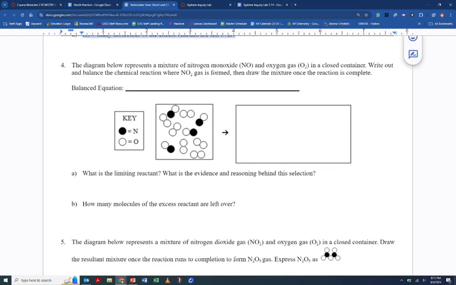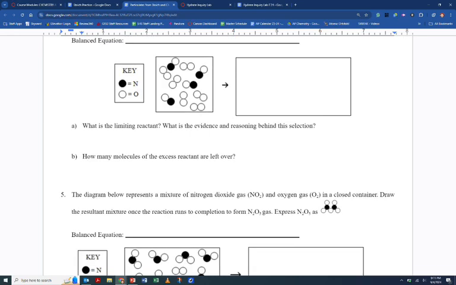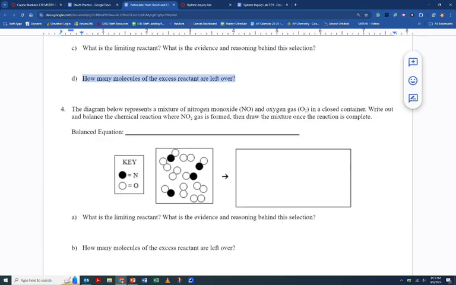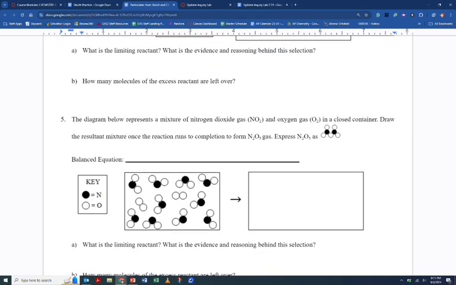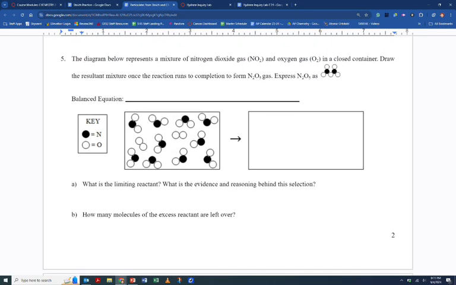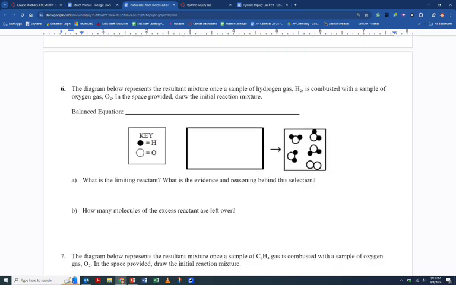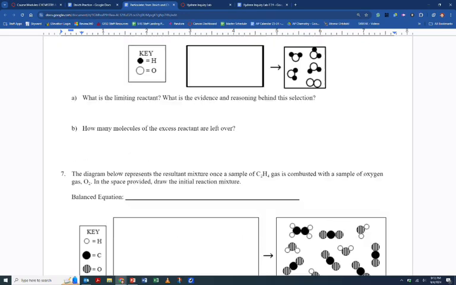4 is basically the same, different reaction. Pay attention to the words. It tells you what you're writing out in the balanced equation. Make sure it's balanced before you predict those products. And then, once again, limiting and excess. This time we're not seeing the products. You're drawing the products again. Same kind of thing in 5. Same kind of thing in 6.